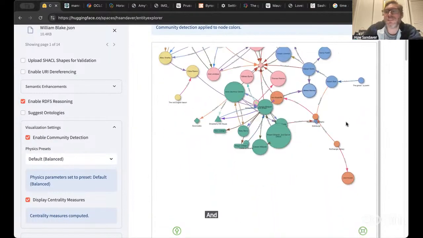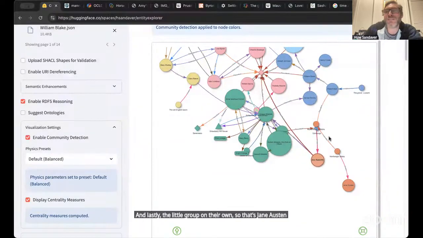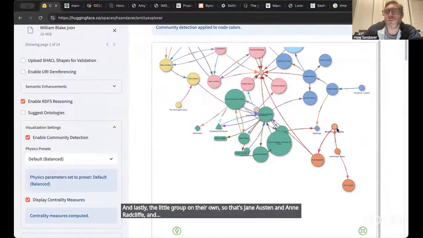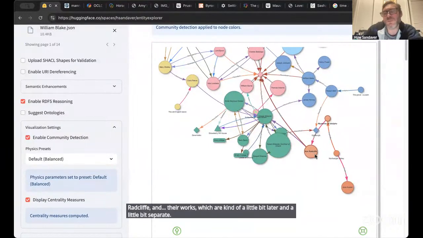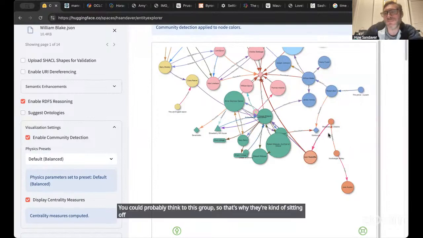And lastly, the little group on their own. So that's Jane Austen and Ann Radcliffe and their works, which are a little bit later and a little bit separate. You could probably think of them as their own group. So that's why they're sitting off and quite separate.